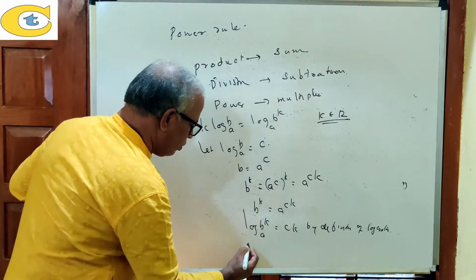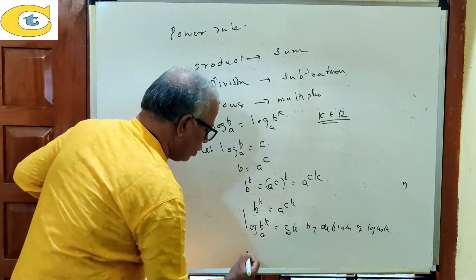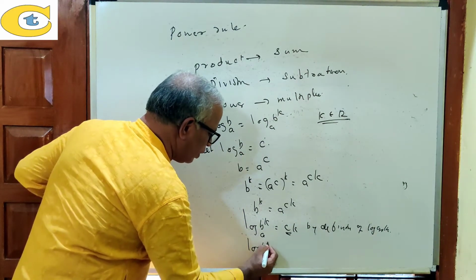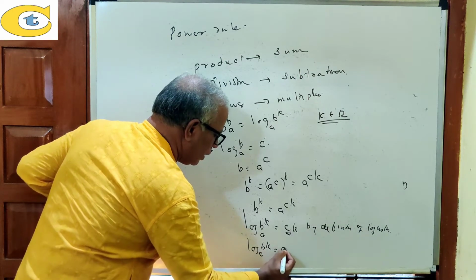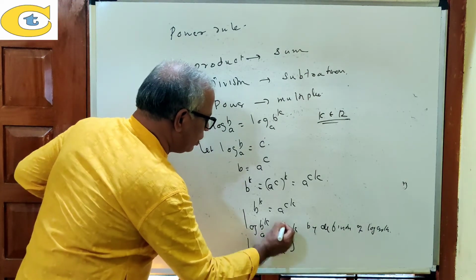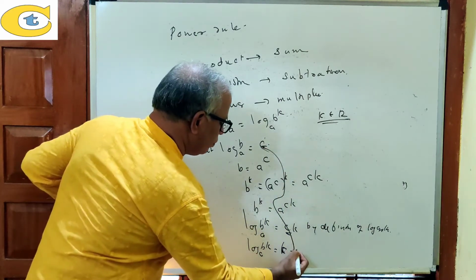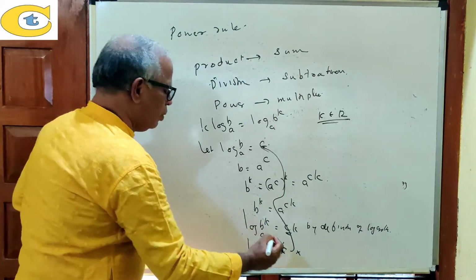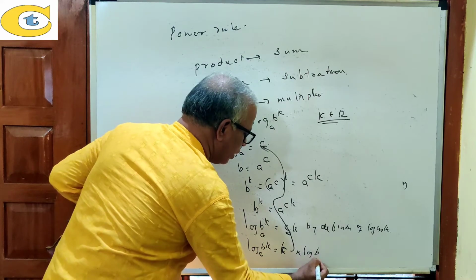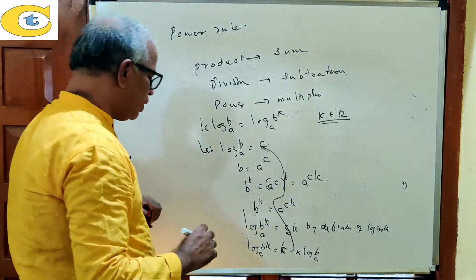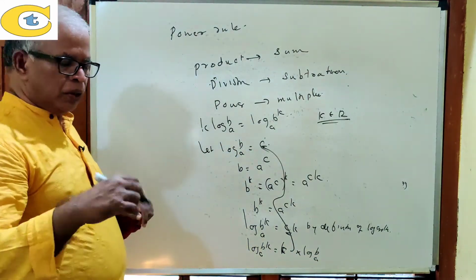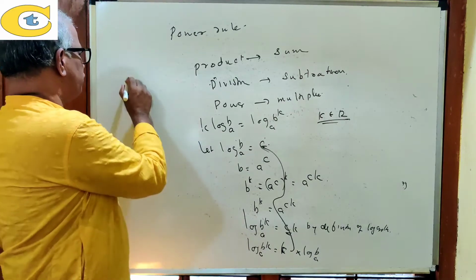Do you see what this is? What is c? Logarithm of b raised to k to the base a is equal to k into the c value. We'll put it from here: k into logarithm of b to the base a. So these proofs are important in the sense that you learn the skill in maths. That's all the importance for it.